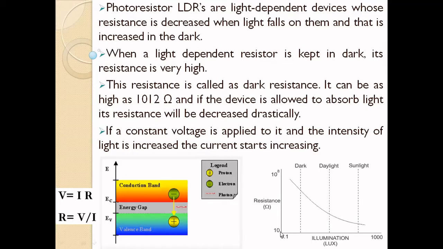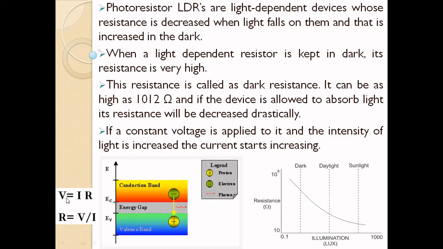Initially the illumination is less, so the light is less and the resistance value is very high. Now I am increasing the light intensity. When I increase the light intensity, automatically the resistance value decreases. So it is called a light dependent resistor.